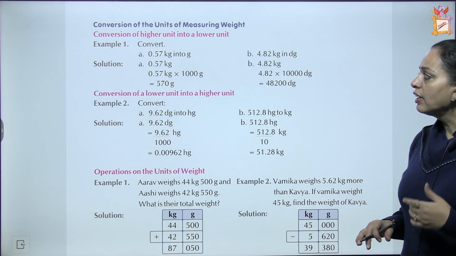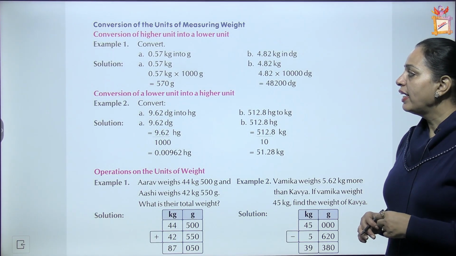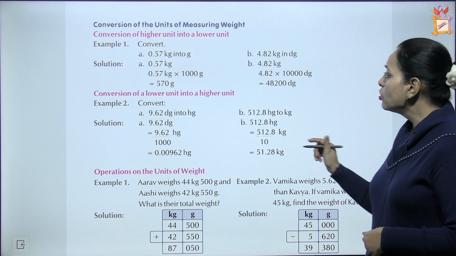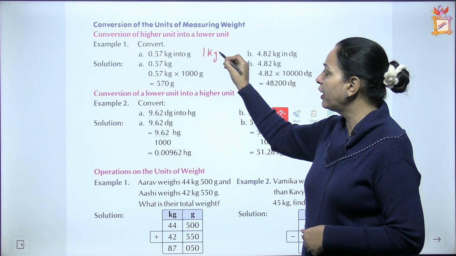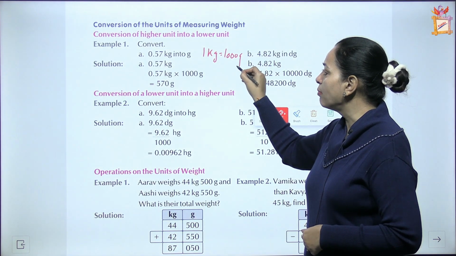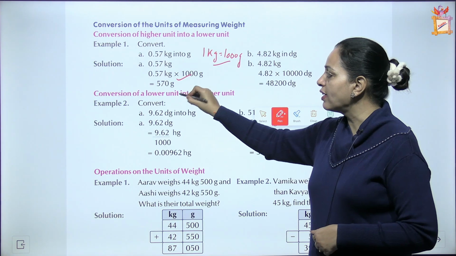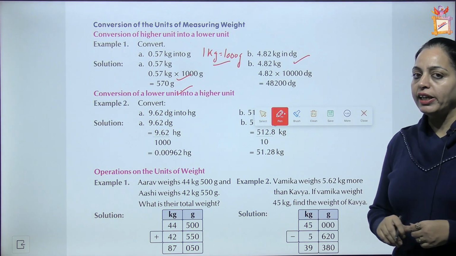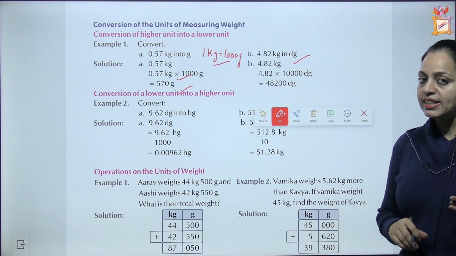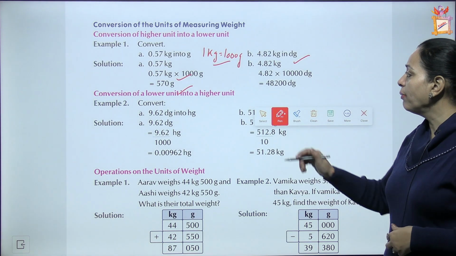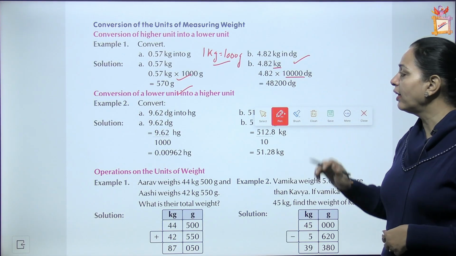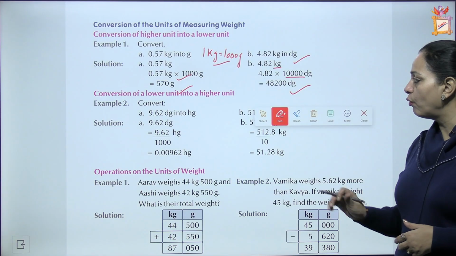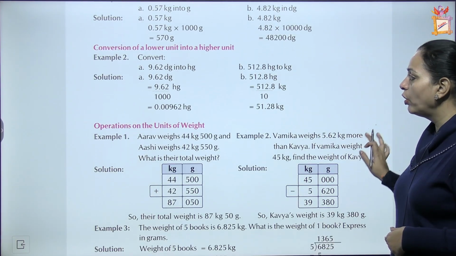So now conversion of the units of measuring weight. The first one, conversion of higher into lower. Example 1: convert 0.57 kg into gram. So first write, 1 kg how many gram? 1000 gram. So multiply by 1000, answer is 570 gram. The second is 4.82 kg into decigram. So 1 kg how many decigram? 10,000 decigram. So we will multiply by 10,000. This is the value.